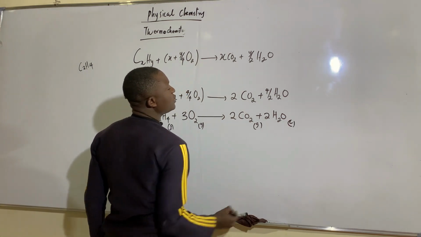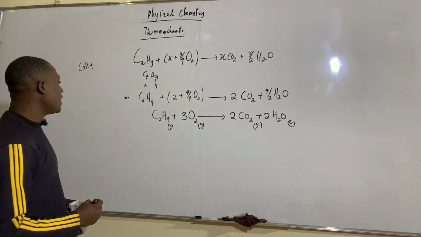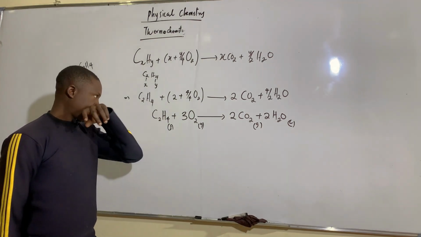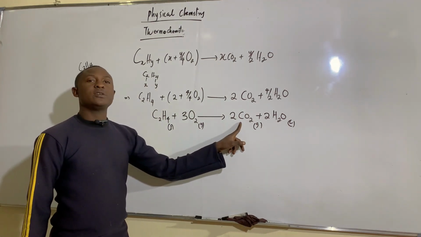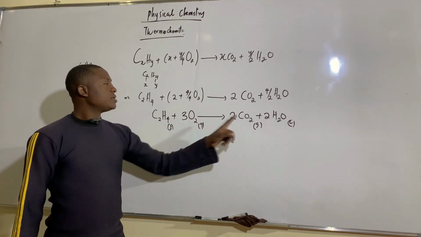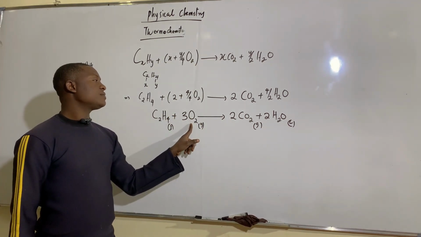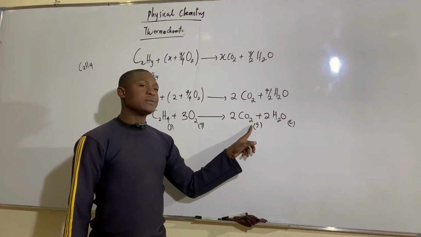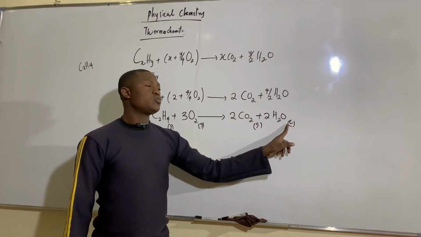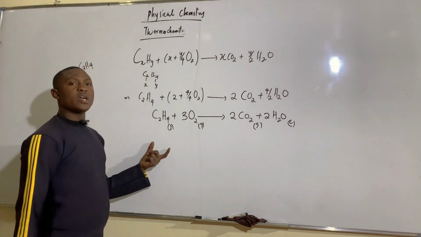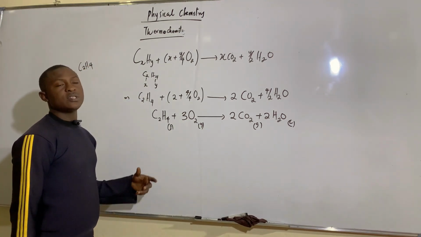So let's check if the equation is balanced. Here I have 2 carbon, and of course I have 2 carbon here too. 4 hydrogen, 2 times 2, we have 4 hydrogen. 6 oxygen: here 2 times 2 gives 4 oxygen, plus 2 here, so 4 plus 2 is going to give us 6 oxygen. So what we have at the reactant is what we have at the product. It is balanced.